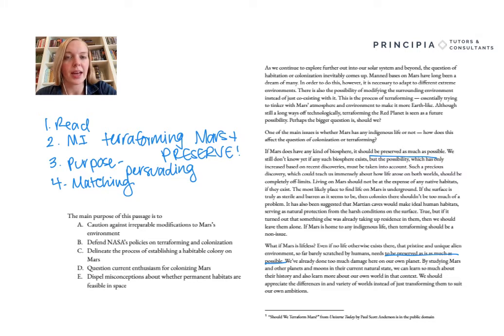So let's take a look at our question and answer choices here. So the main purpose of this passage is to, A, caution against irreparable modification to Mars's environment. Well, first of all, caution is a good sign because to me that's a persuading word that means we're persuading against something, which is definitely what's happening here. Then against irreparable modifications, well, irreparable modifications in this case, I think could be a good synonym for terraforming. That's kind of what the author seems to imply that terraforming is doing. So I'm going to leave that option. That seems like a good one.